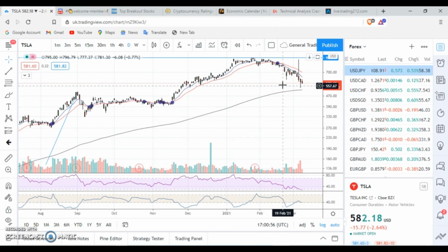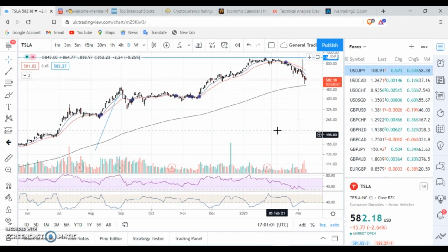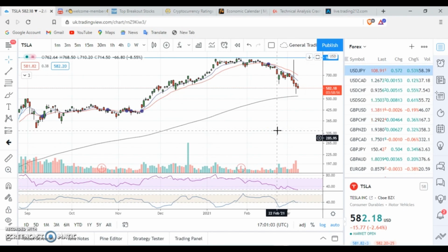So you could combine a choppiness index, or your Williams percentage could work as well, along with an EMA crossover strategy. The two might work quite well together. So I thought I'd show you those two indicators, which are pretty good.